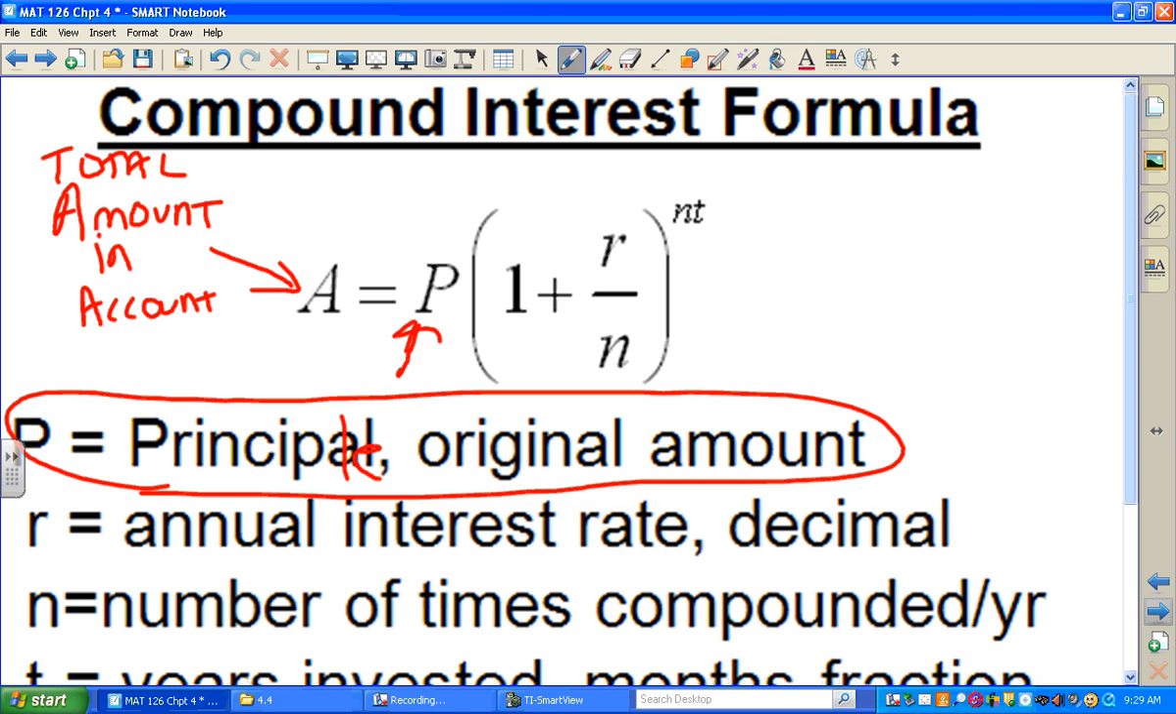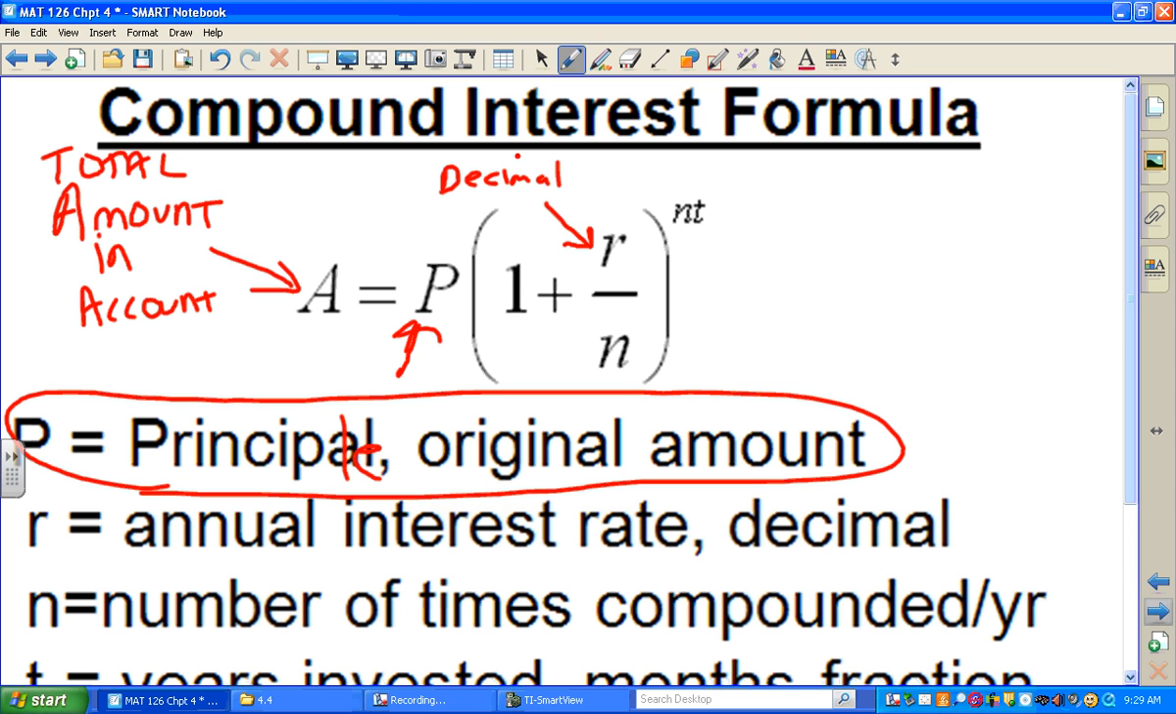What's the R stand for? Interest rate. Your calculator, in all the places you've been, you have not found a percent key. The only percent key is under the apps finance menu, which we don't go to. So every rate has to be written as a decimal. You have no percent key.